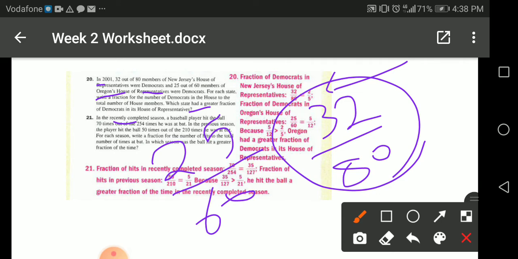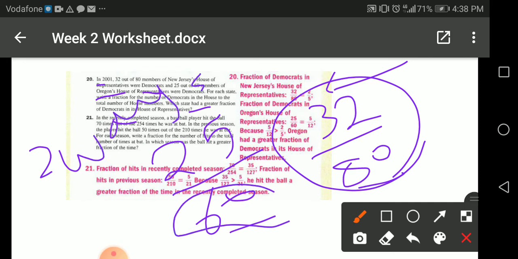So I'm going to compare. Why? Because he asks me about the greater. When I compare two fractions, I have to know that we have two ways. The first way is to make the denominators common, or another method, cross multiplication, like this.